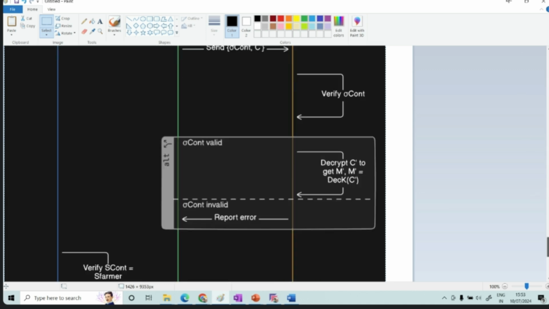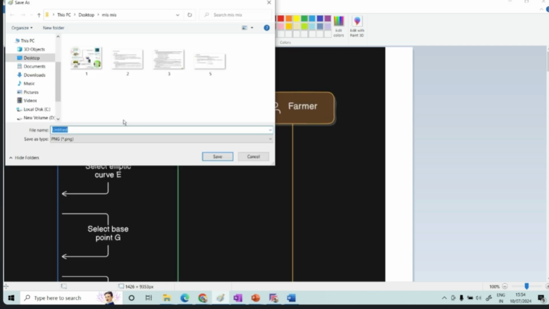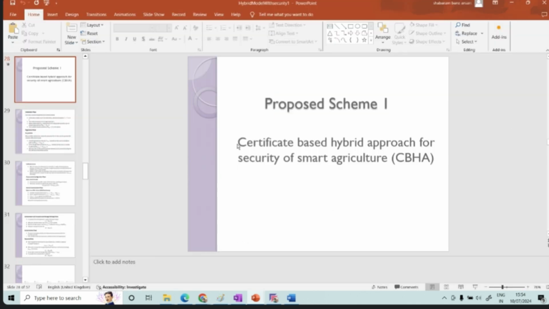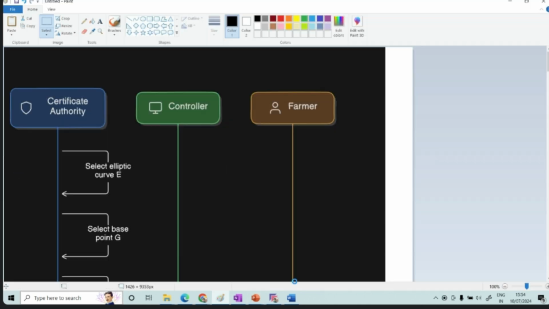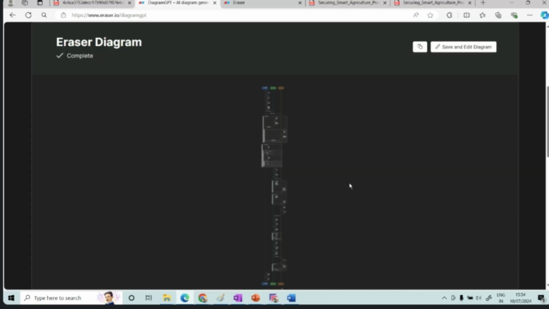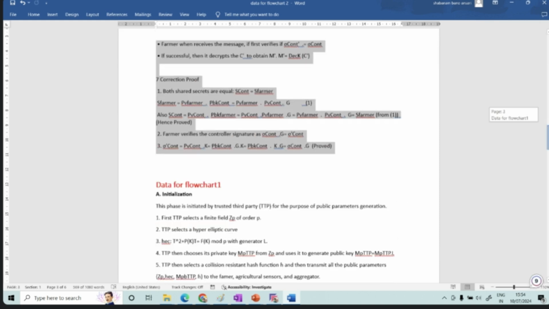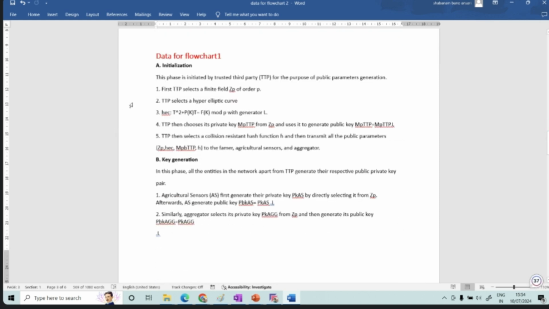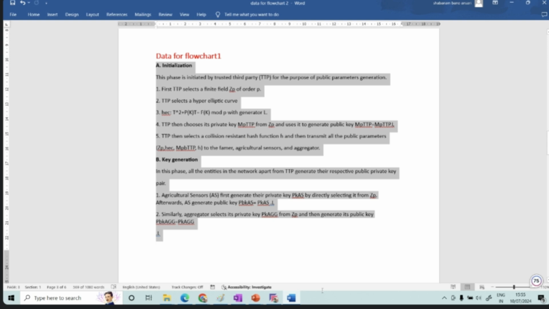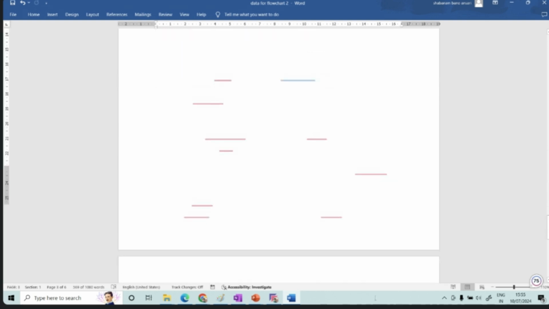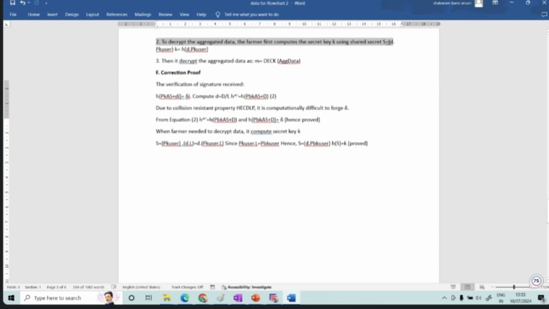I will share this diagram. You can manage that in your report accordingly. This flowchart is for PPT two, the certificate based hybrid one. This one diagram is this. Another one, do you want it also in this form, in this paint format? Yeah, in the same way. I will generate it and send you that also in PPT form.